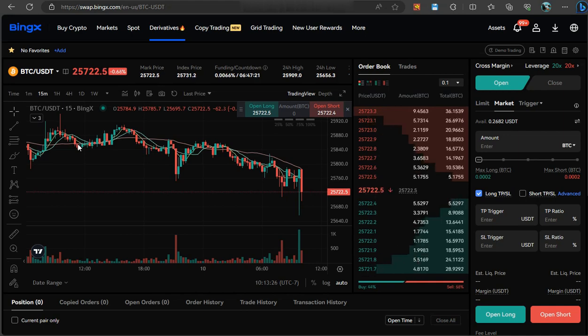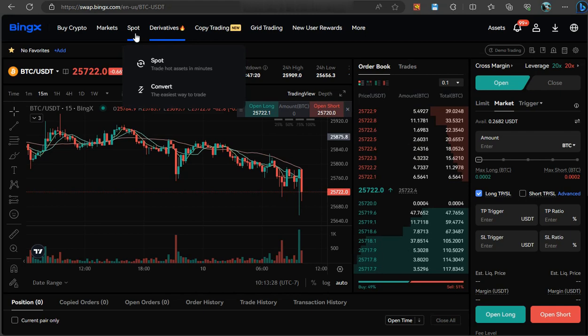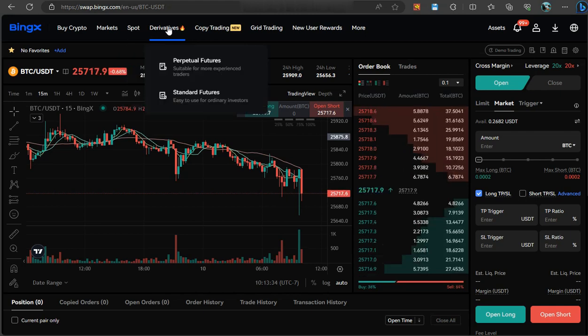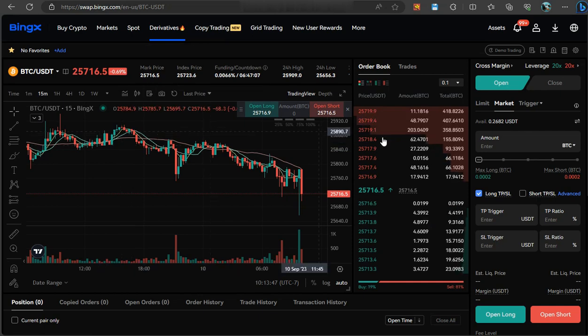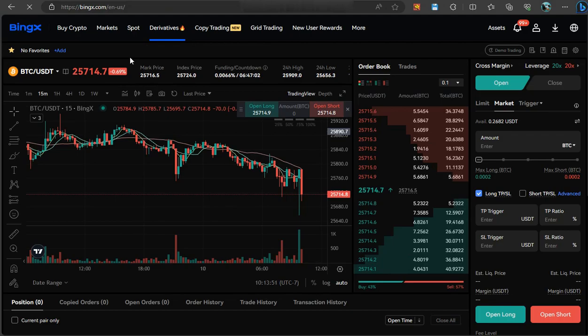So here you can find something like spot, which means that you buy or sell something now, or something like derivatives. Derivatives just mean you promise to sell or buy something, or something that you are planning to buy, something like that. If I want to talk a lot about this, the video will be too long, but I just want to focus on reviewing everything.